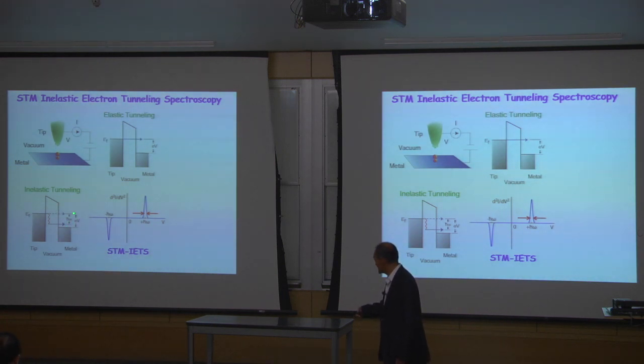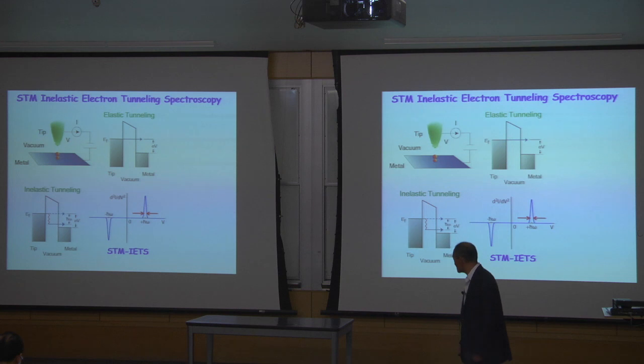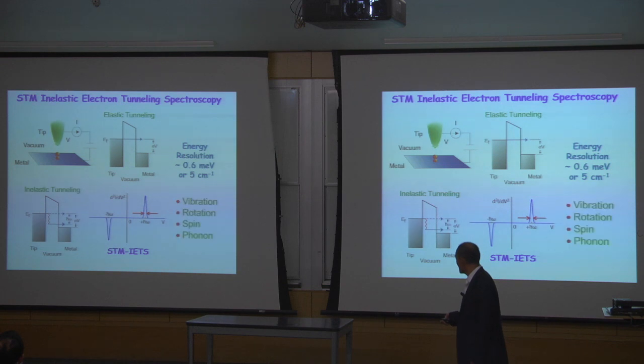That is, if the bias is sufficient to excite this vibrational mode, then in the second derivative, d squared I dV squared, you'll see a peak at the bias that corresponds to the vibrational energy. Okay, so this type of spectroscopy can reach about 0.6 meV, or 5 wave numbers, if the temperature is about 600 millikelvin. Some of the results I'll show you will need this kind of resolution.